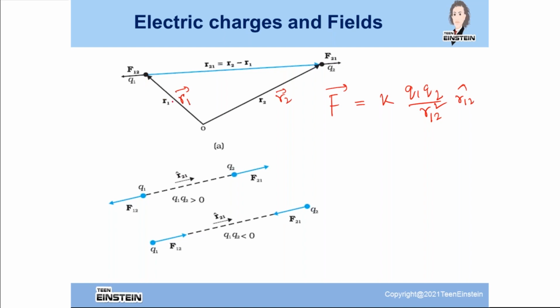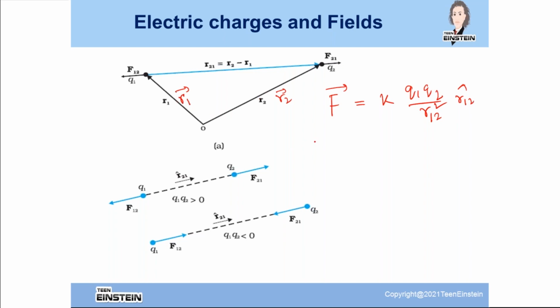This is the origin. So Q2 is located at R2. This is the R2 vector. And this is the R1 vector. This is a position vector. You guys know, right? What is a position vector? The distance from the origin is called the position vector. So Q1 is at R1 and Q2 is at R2.